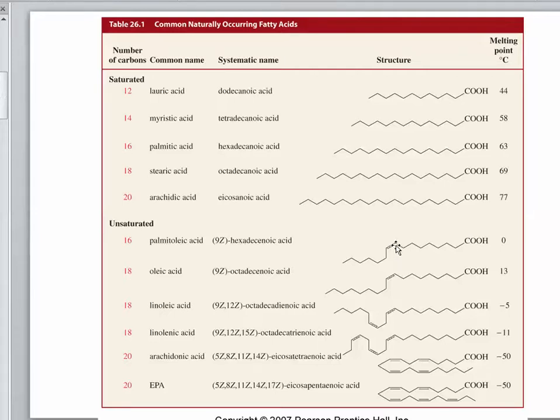They put Z because Z groups are on the same side, right? You have to speak German, kind of, or fake German, in order to remember that. But Z groups are on the same side, which basically means that this is a cis notation. So the groups are on the same side, meaning that on this carbon, hydrogen is sticking up here at the top, and on this carbon, carbon 10, hydrogen is sticking up there at the top.